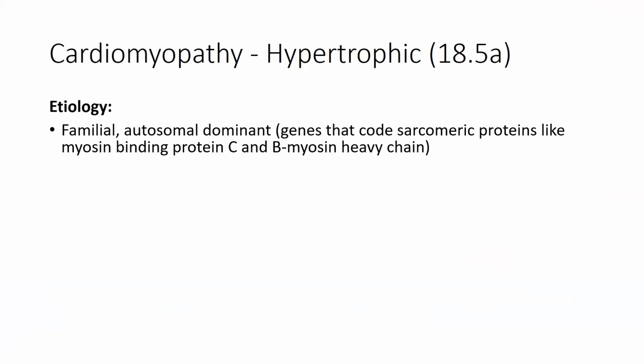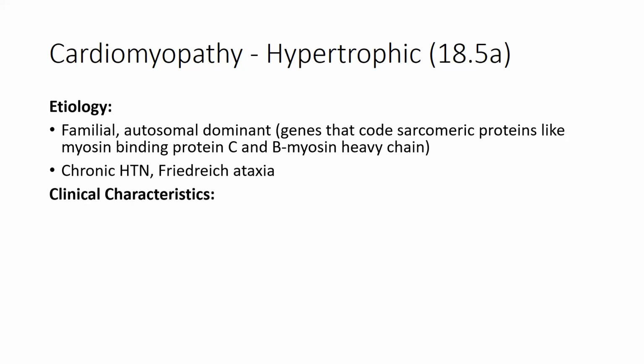Hypertrophic cardiomyopathy, there is a familial component. It's autosomal dominant, genes that code sarcomeric proteins like myosin binding protein C, as well as beta myosin heavy chain. You also can have chronic hypertension leading to this, Friedreich's ataxia, essentially anything that's going to cause this heart muscle to thicken, right? Because in hypertrophic, the muscle is getting enlarged, it's getting thicker.